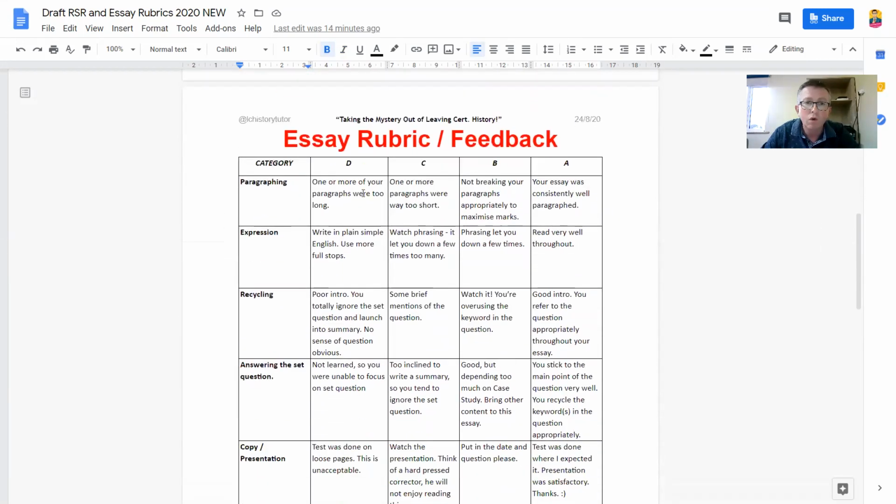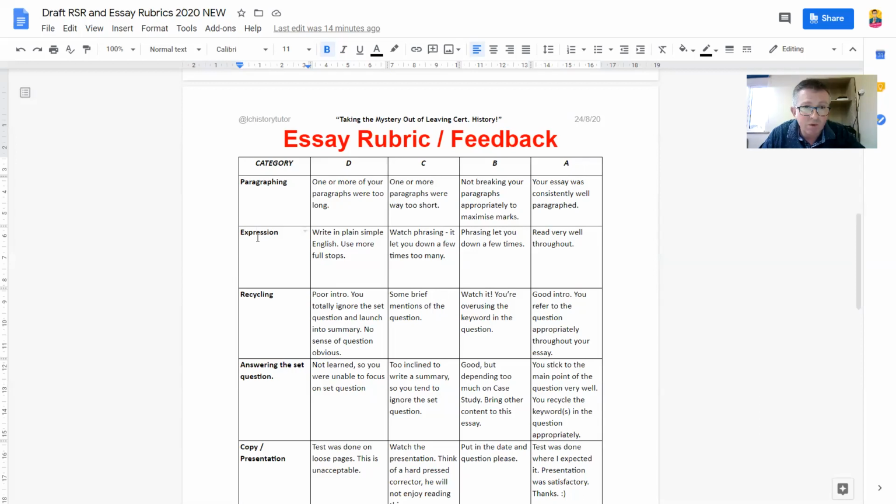So of course, there had to be a section, a category on paragraphing, and I've highlighted the D comment here. One or more of your paragraphs were too long. One or more of your paragraphs were too short. That's generally what you'll get, all the way up to the A comment, your essay was consistently well paragraphed. All right. So if you look at the marking scheme at all, you can see essays are marked according to paragraphs or paragraph equivalents.